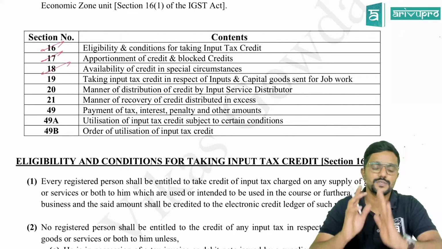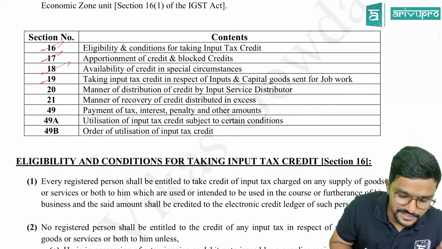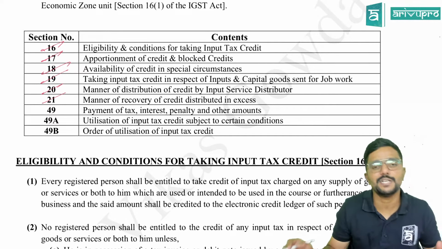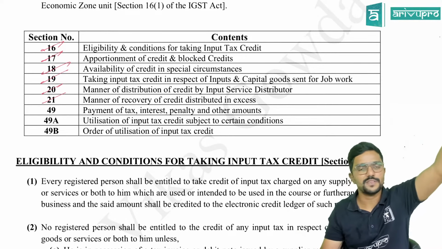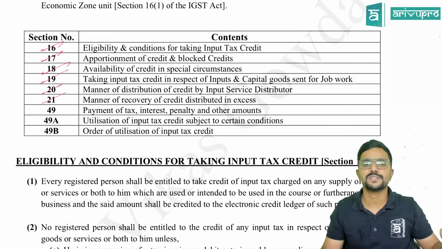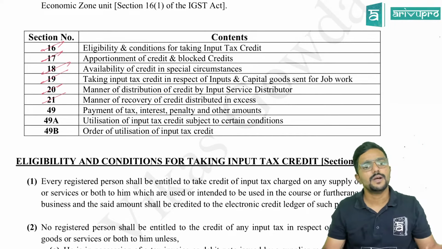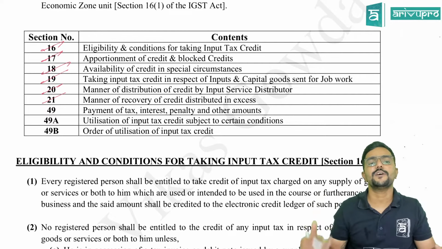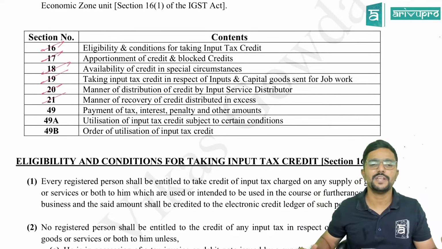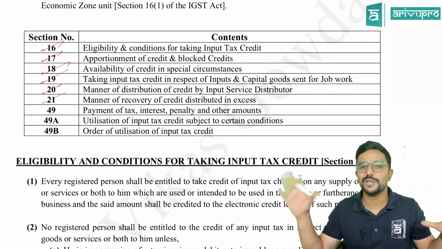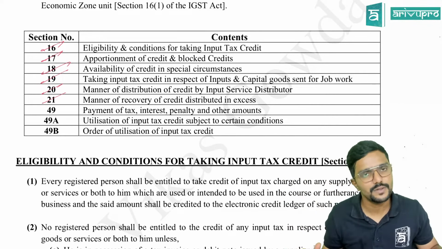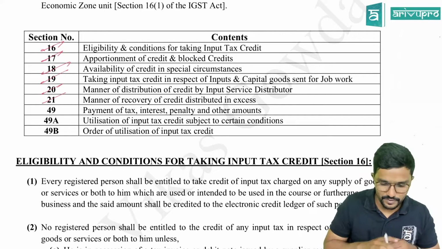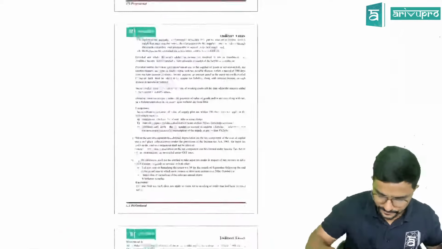Clear? So in this video, we will be covering these 3 sections, guys: 19, 20 and 21. Section 19 has to be read along with section 143. We will be learning what section 143 talks about. In our next video, we will be learning 49, 49A and 49B, which talk about utilization of credit. Clear? So now we will be starting with 19.